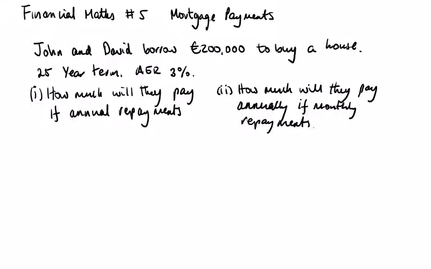In this video, we'll look at a couple more questions that deal with mortgage payments. John and David are going to borrow €200,000 to buy a house. It's a 25-year term and the AER is 3%.